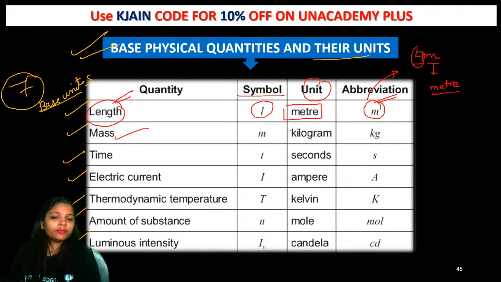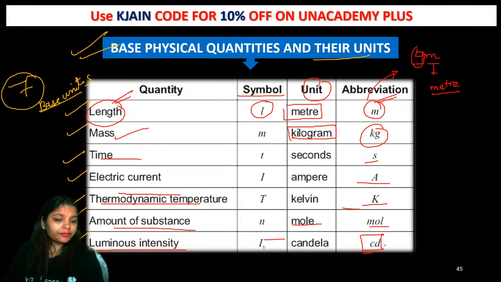Similarly, mass has the unit of kilogram, that is kg. Time, second. Electric current, ampere. Thermodynamic temperature, Kelvin. Amount of a substance, mole, mol. Luminous intensity, candela, that is represented by the small c and small d. Remember that amount of a substance is represented by the unit mole and it is abbreviated as mol. No e is written here.